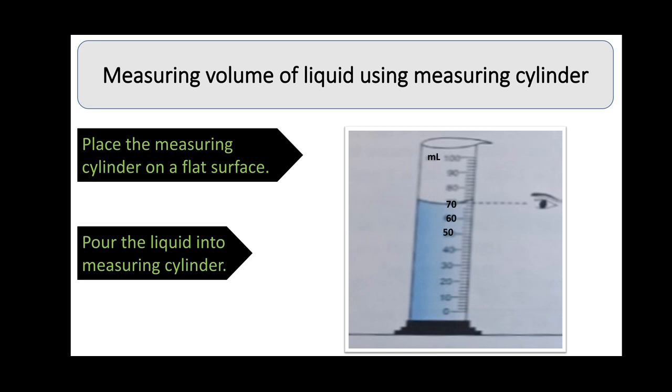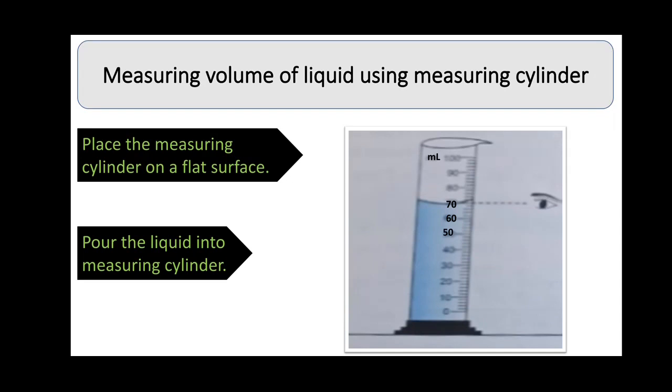Now, what about the capacity of this cylinder? The capacity is the maximum amount of liquid that a cylinder can hold. So what about its capacity? Yes, its capacity is 100 ml because at the top we can see that the number written is 100. It is not that clear for you, but that's the number 100 and the unit is ml. So we can say that the capacity of this cylinder is 100 ml.